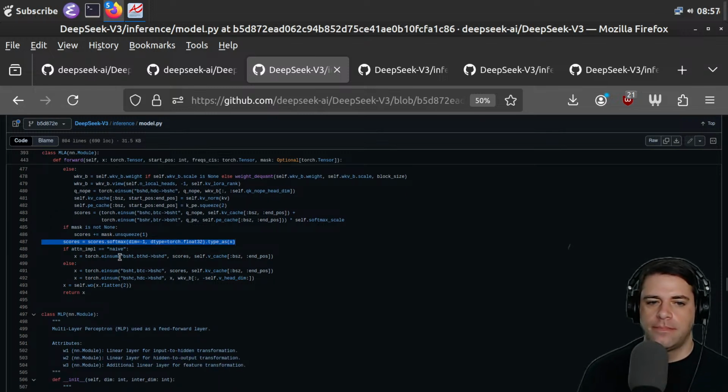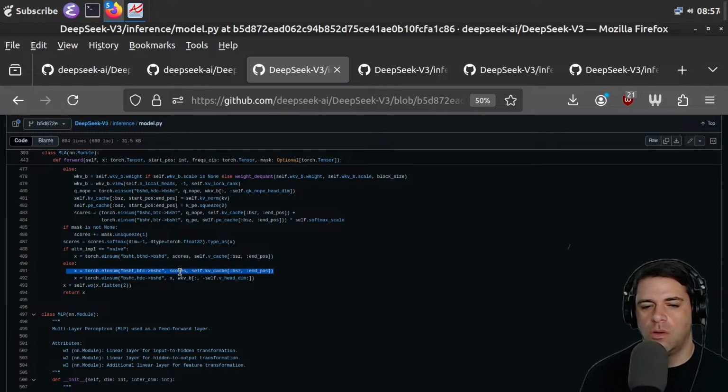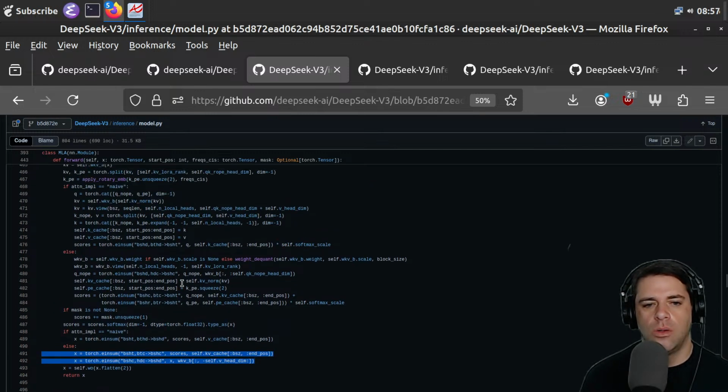And then in the non-naive attention case, x is going to be this Einstein summation of the scores with the stuff in the KV cache. And similarly here. I'm not sure. So we already have the scores. We're computing the output now. Okay, so now that we have the scores, we need to compute the output by applying the stuff in the key value cache.